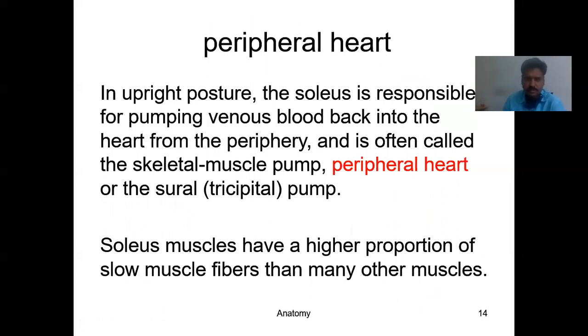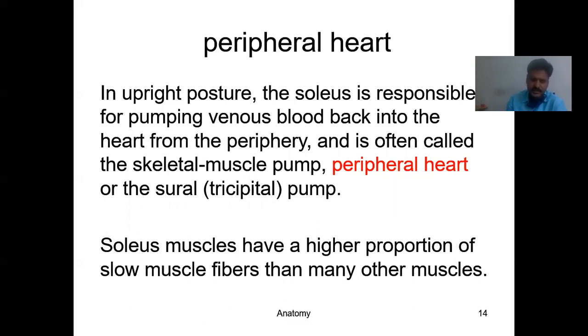There is a special mention about the soleus here. It is considered the peripheral heart. The reason is that in the upright posture, the soleus is responsible for pumping venous blood back into the heart from the periphery. It is often called the skeletal muscle pump, the peripheral heart, or the sural pump. This is the important function in the upright, standing posture mainly. The contractions of the soleus muscle facilitate venous return against gravity. That's why it is considered the peripheral heart.